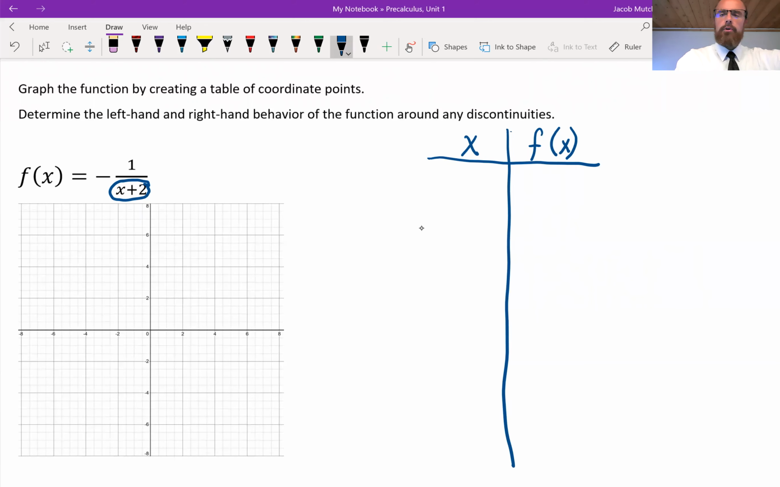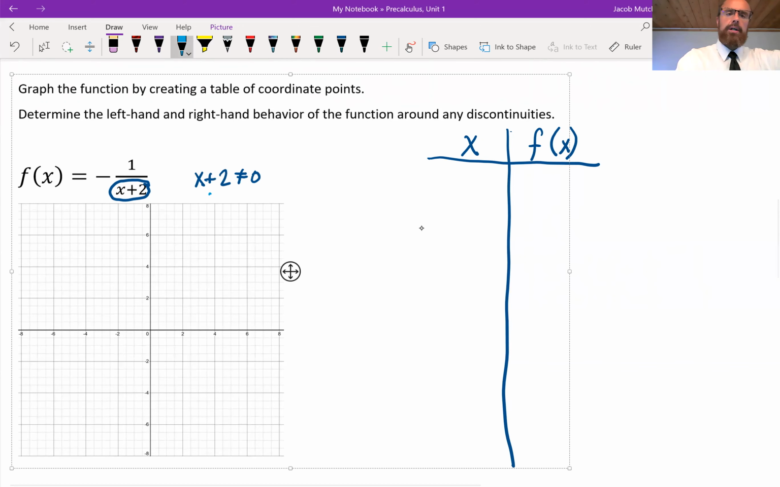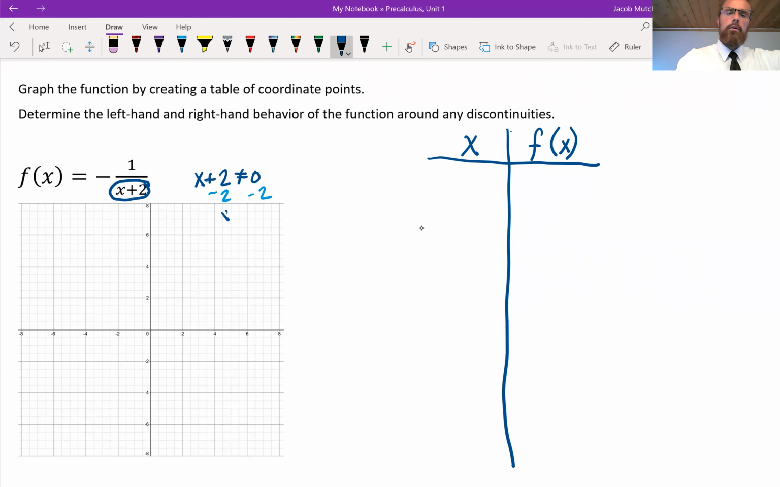That vertical asymptote is whenever I set the denominator equal to 0. And really what I'm saying is that denominator can never equal 0. So if I were to solve that, I'd subtract both sides. And what I would see is that x cannot equal negative 2. The reason I start there is that's going to be my middle value for x. So I'm going to center everything around negative 2. So negative 3 and negative 4, we'll back up to the left 2. Same to the right, negative 1 and 0.